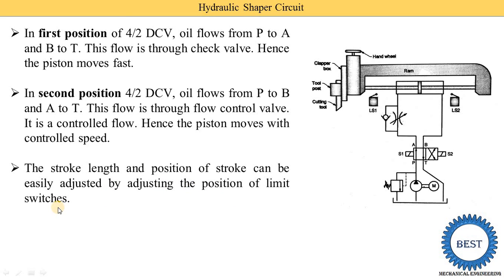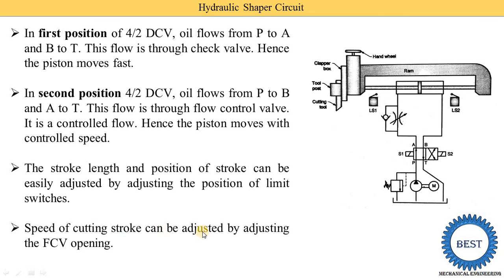Now suppose the workpiece size is smaller, sometimes the workpiece size is larger. According to the size of the workpiece, we need to control the stroke length, and the stroke length can be controlled by changing the position of LS1. We are able to change the position of LS1 this side. So depending on the size of the workpiece, we adjust these limit switches.